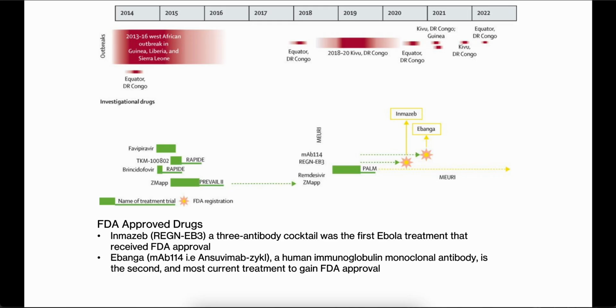These two drugs, Inmazeb, a 3 antibody cocktail, and Ebanga, an immunoglobulin monoclonal antibody, are the only FDA approved drugs for treatment of Ebola so far. These drugs were considered to be a major break in the fight against Ebola. The 3 antibody drug as well is also shown to prevent against mutations of the virus, lowering the chance of drug-induced resistance.